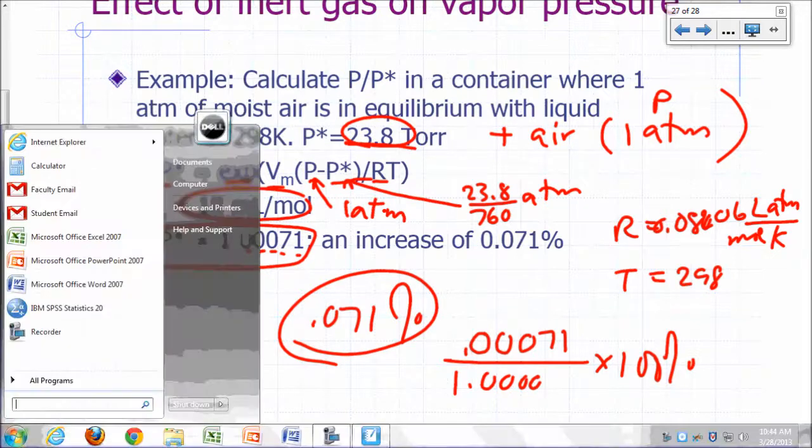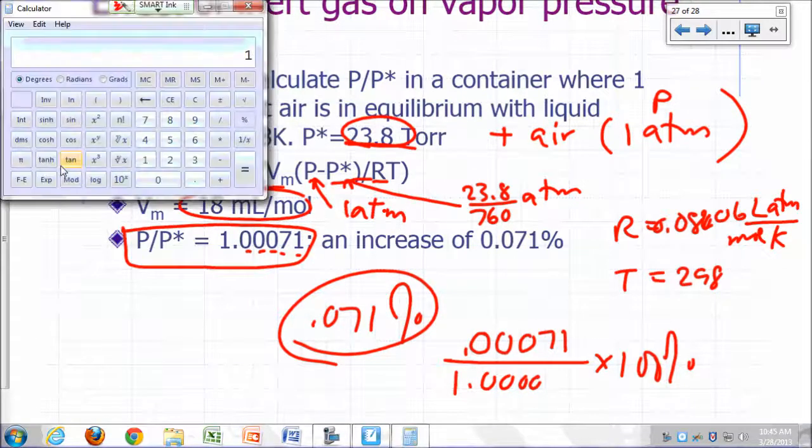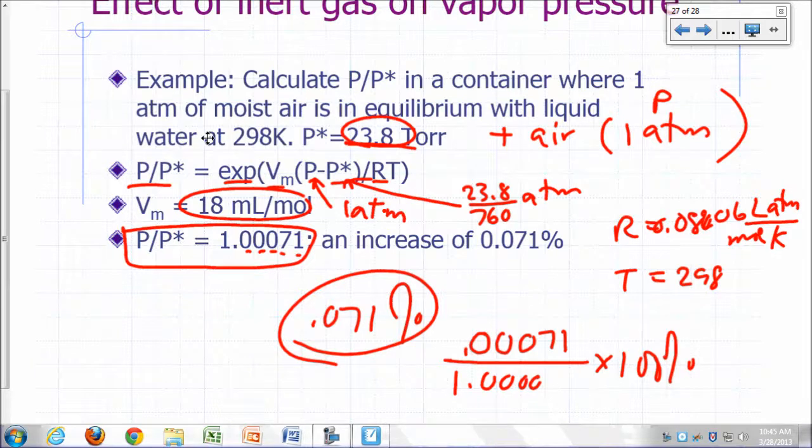So what is 1.0071 times 23.8 torr? That's just 23.81 torr. Within the sig figs, it's still going to be 23.8 torr. Now, this calculation we're doing assumes that there is no interaction between the inert gas, that's why it's called inert gas, and the molecules of your solid or your liquid. So the actual vapor pressure in the presence of inert gases could be much higher than what we might predict with this equation.